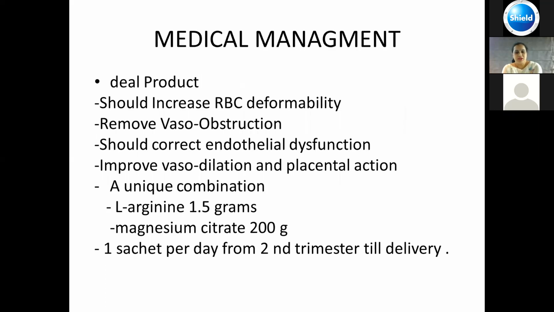And medical management, I feel this is the most helpful for all the obstetricians who are practicing. As we discussed the pathophysiology about the RBC deformities and vasoobstructions, we need something which will nicely vasodilate as well as prevent the placental insufficiency changes. So there is L-arginine, a very good nitric oxide synthase initiator. We can start L-arginine along with magnesium, which acts as a beautiful vasodilator. It is easily available as sachets, one per day, started from the second trimester, and always gives us very good results.